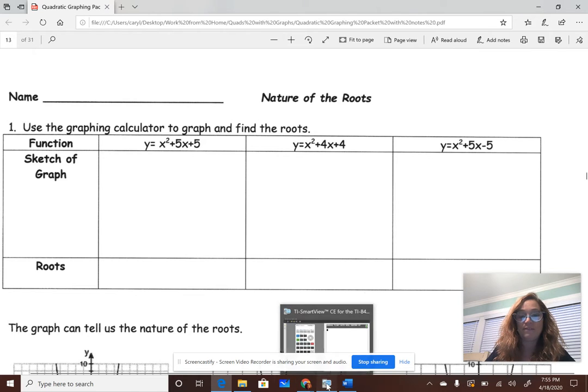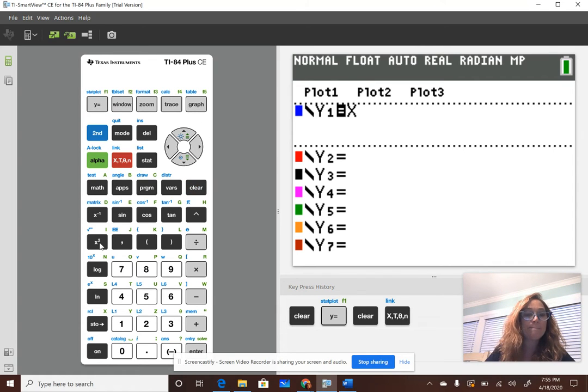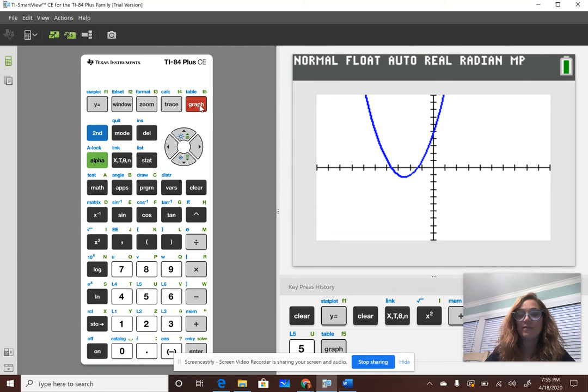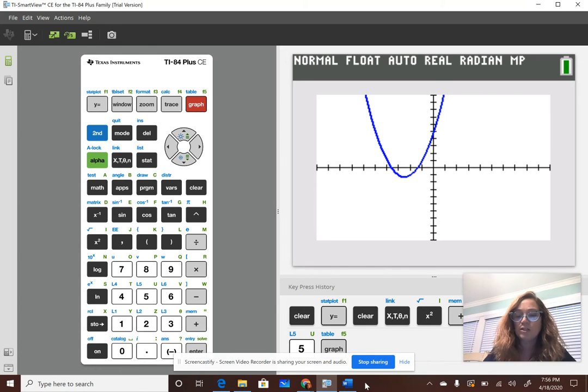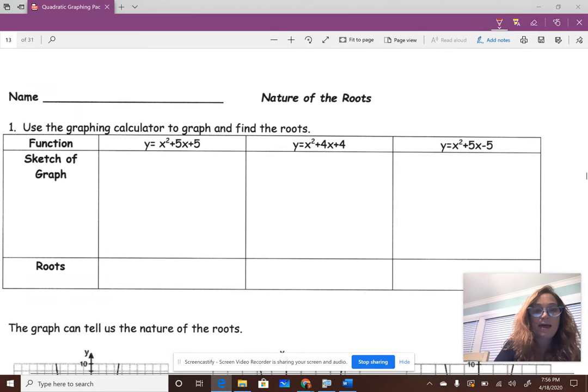So I'm going to pull up my graphing calculator, and the first question says x squared plus 5x plus 5. I look at the graph and it looks like it's crossing somewhere between the -1 and the -2 and the -3 and the -4. So again, this is just a sketch. It doesn't have to be perfect. So I'm just going to draw that.